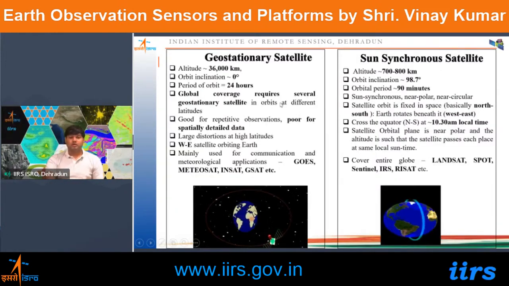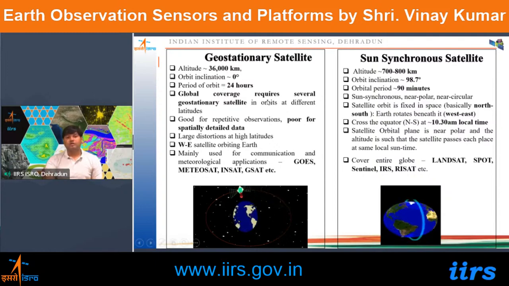Now, as I told, there are different types of satellites, near Earth orbit satellites and geostationary orbit. Here you can see that on the basis of that, the satellites are mostly categorized into two: geostationary and sun synchronous. A geostationary satellite has an altitude of around 36,000 kilometers. It's not fixed, it's just an example. It may vary from 35,000, 34,000, and so on, but it is around 36,000 kilometers. Orbital inclination will be 0 degrees for this. Period of orbit is 24 hours, because it moves with such speed that it completes its orbit with one Earth rotation.